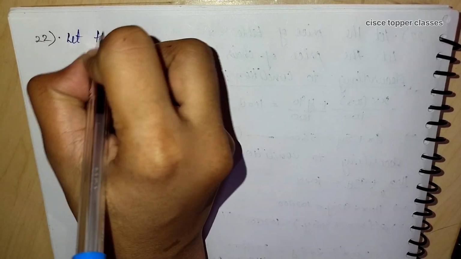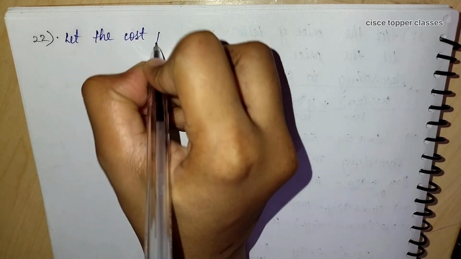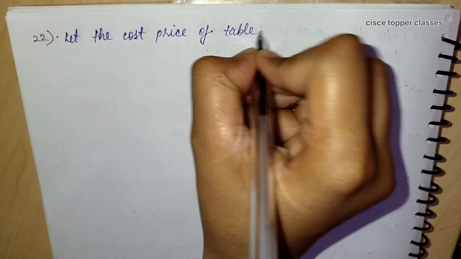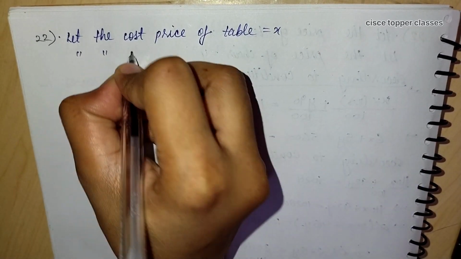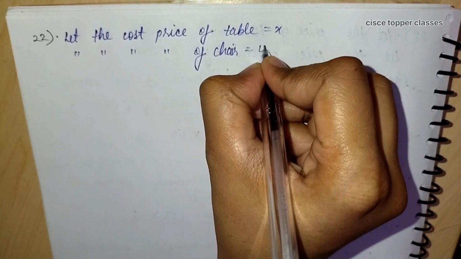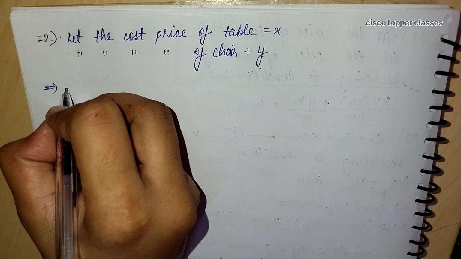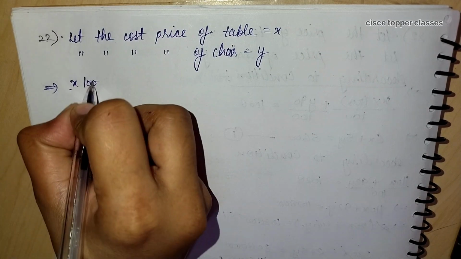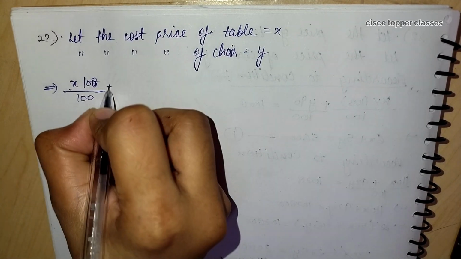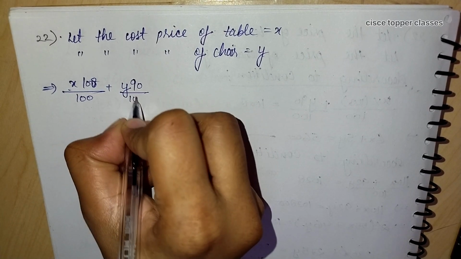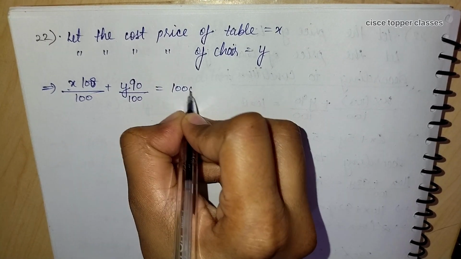So let the cost price of the table be X and let the cost price of the chair be Y. So let us write it according to the first condition as X into 108 divided by 100 plus Y into 90 divided by 100 equal to 1008.